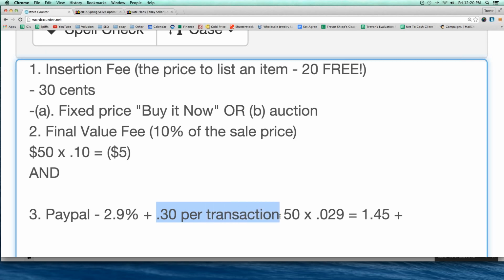Plus this part right here. Every single transaction that takes place, they also charge an additional 30 cents above and beyond the 2.9%. So that means we'll have to add 0.30 and equals, that'll give us a grand total of $1.75 that goes out the door to PayPal, okay? Right, not too big of a deal. You sell something for 50 bucks, they're taking 3%. And that's very common in the merchanting world.